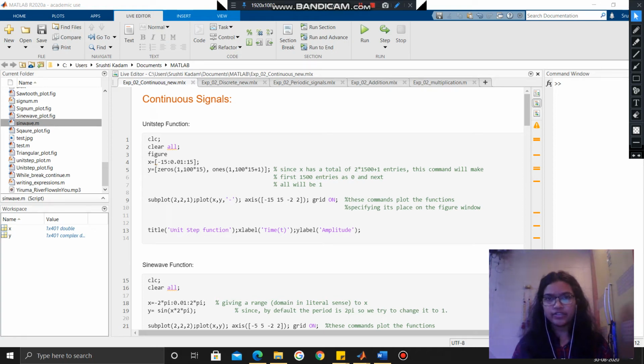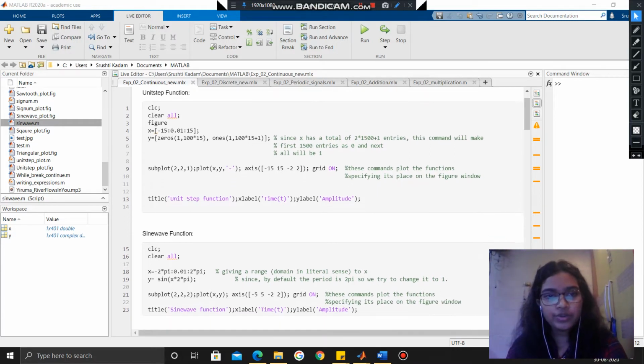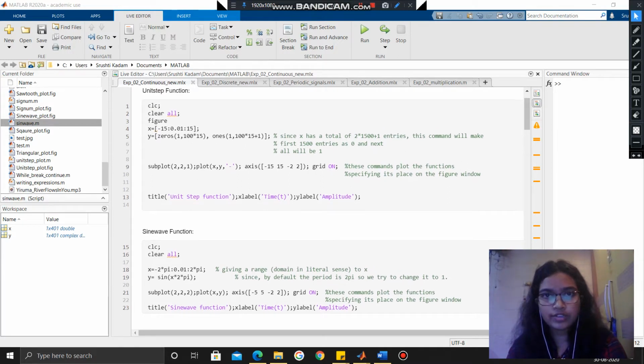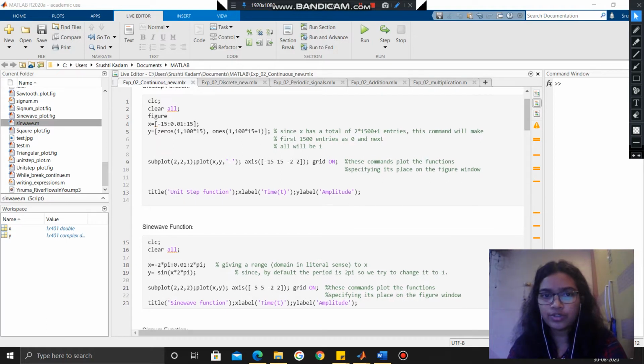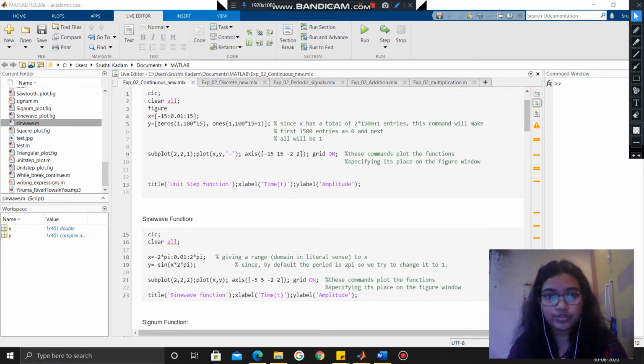Hi, so today we'll start with the second experiment, that is waveform generation and MATLAB GUI. We'll start with part 1, subpart A, continuous signal. Unit step. By definition, we know that for unit step, the value of y is equal to 0 for all x less than 0 and the value of y is equal to 1 for all x greater than or equal to 0. This is what we have done.